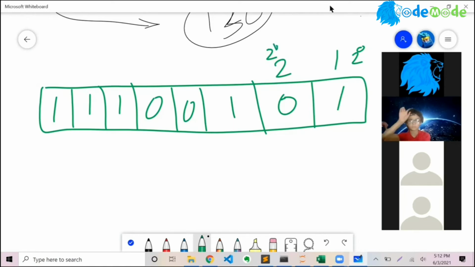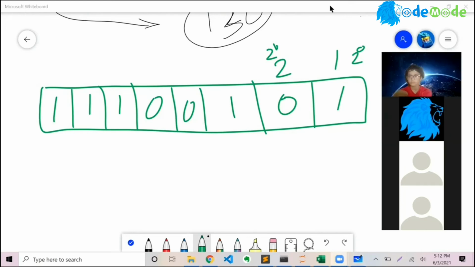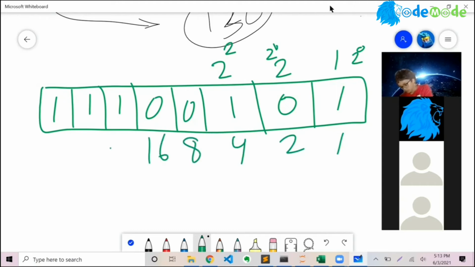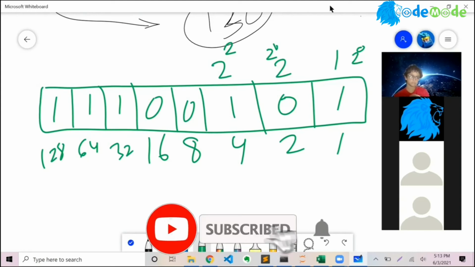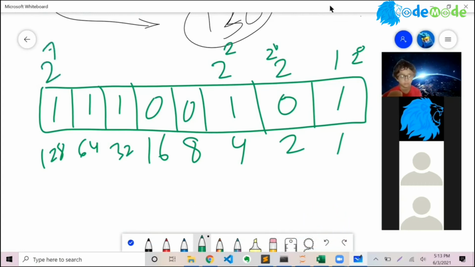If you look carefully, it is the position number that matters. The digit is 1, but the position value will be 2 to the power 0, 1, 2. So 2 to the power 2 is nothing but 4. If you look at the pattern, it will be 1, 2, 4, 8, 16, 32, 64, and 128. Why 128? Because this is the seventh position: 0, 1, 2, 3, 4, 5, 6. Out of 8, if you start with 0, the last will be 7. So it is 2 to the power 7, which is nothing but 128. Make sense?